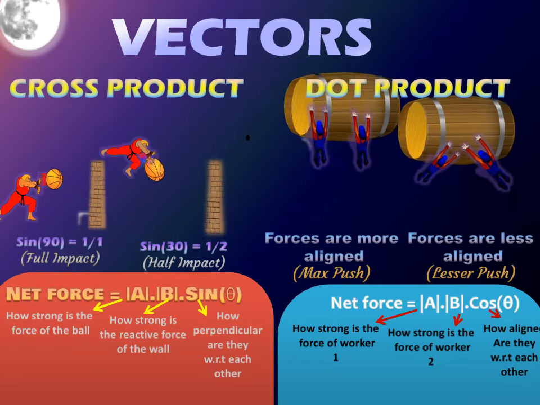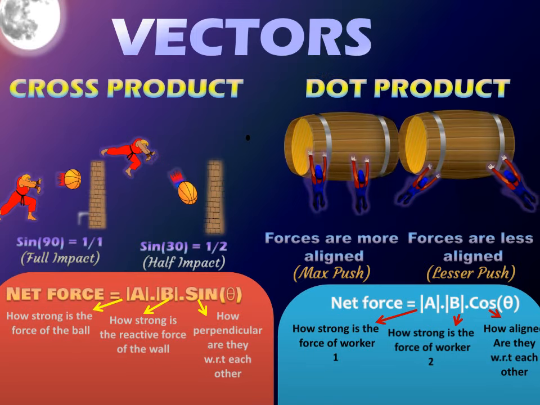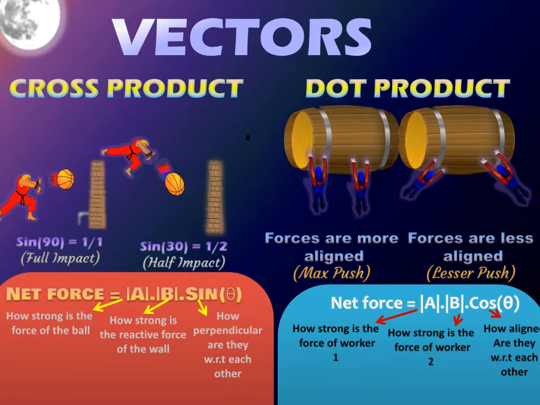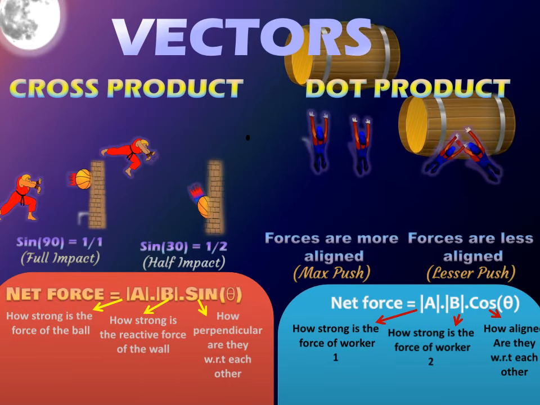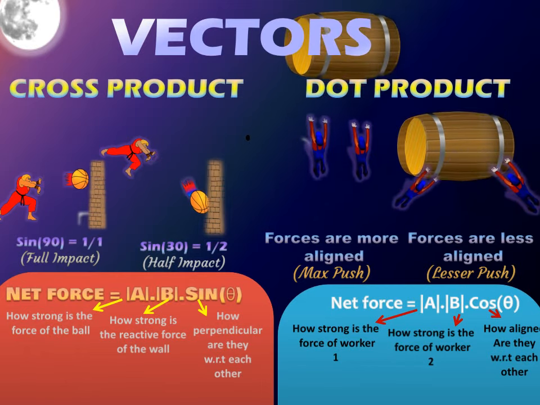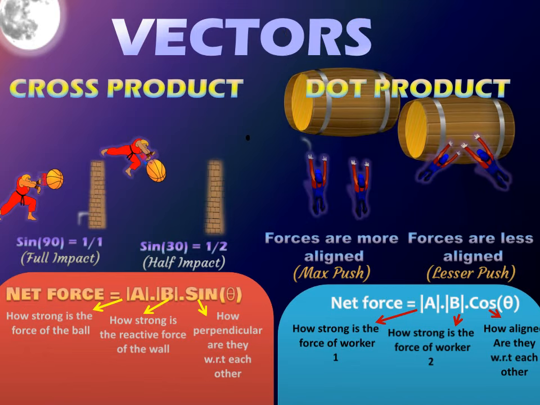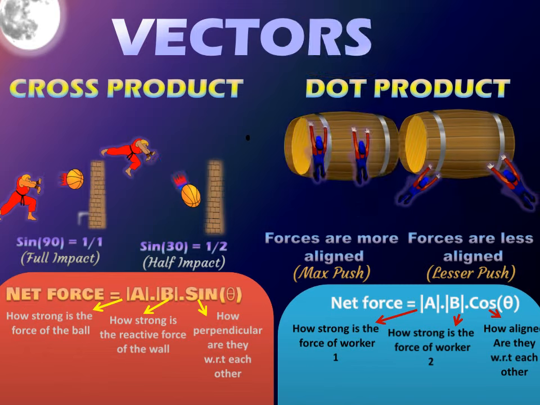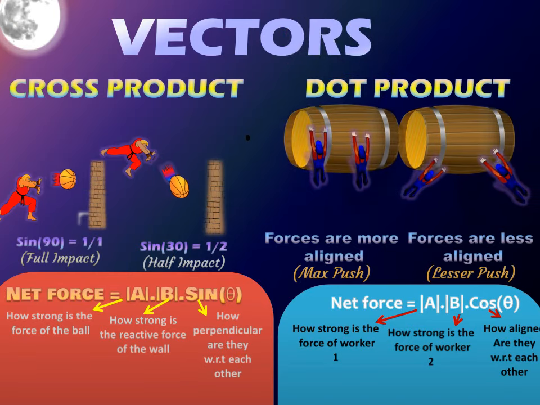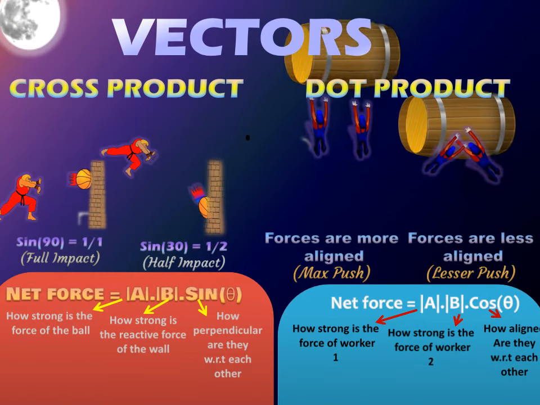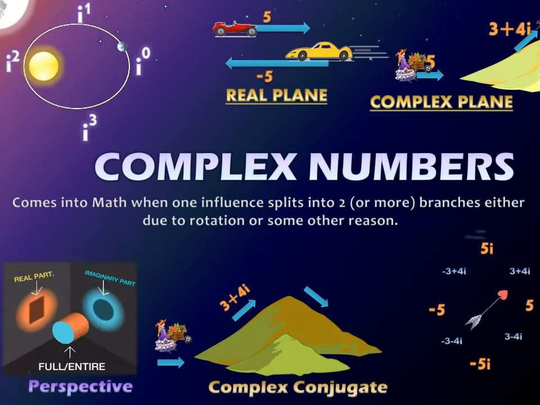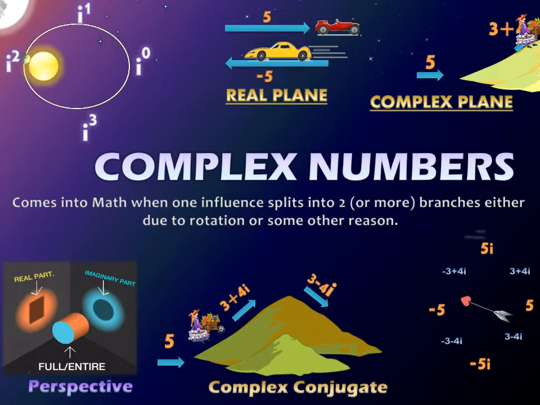In this case also, the net force is how strong the force of worker 1, this is denoted by magnitude of A. Then we have the magnitude of B, how strong is the force of the second worker, and then we have the angle between each other. If the angle is the minimum, that is if the angle is 0 degree, the force will be maximum. If the angle is at 60 degree, the net impact onto the drum will be the least. So cos theta is a measure of how much aligned these forces are. The more aligned these forces are, and if the impact is maximum when the forces are the most aligned, cos theta comes into the picture.